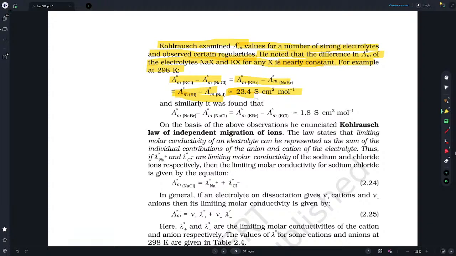And similarly, it was found that the limiting molar conductivity of sodium bromide minus sodium chloride equals potassium bromide minus potassium chloride, which is approximately 1.8 Siemens centimeter square per mole.